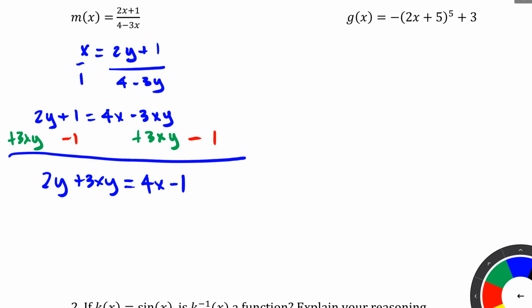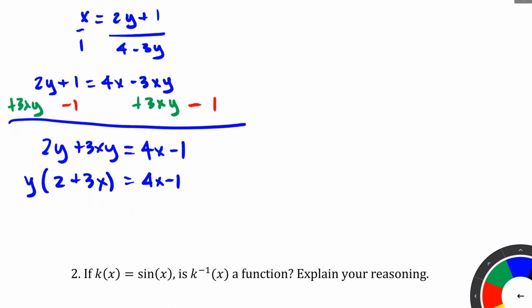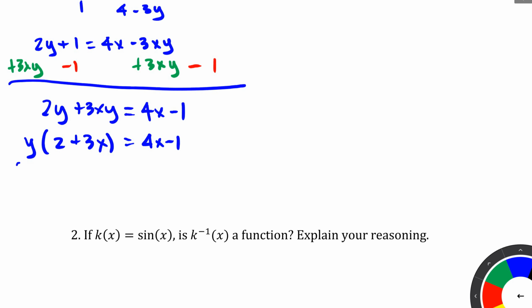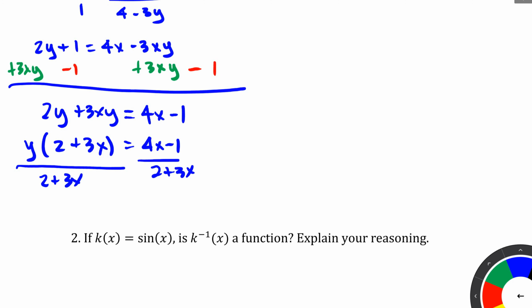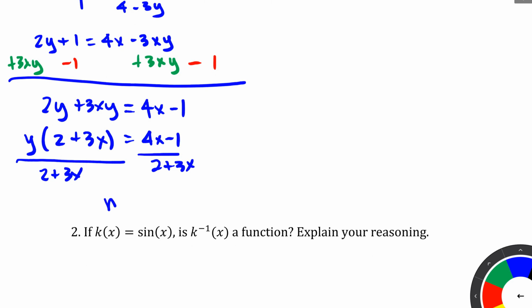Then we see on the left-hand side we have a common factor of y, so I can factor that out. I then can divide both sides by whatever is attached to y, so 2 plus 3x. And this was m of x, so we'll say m negative 1 of x equals 4x minus 1 all over 2 plus 3x.